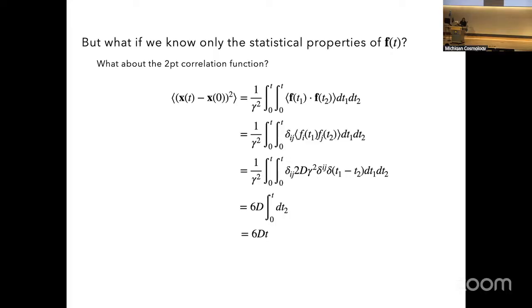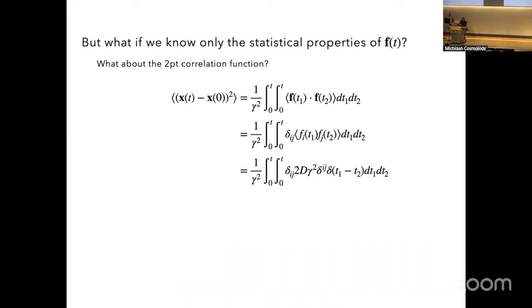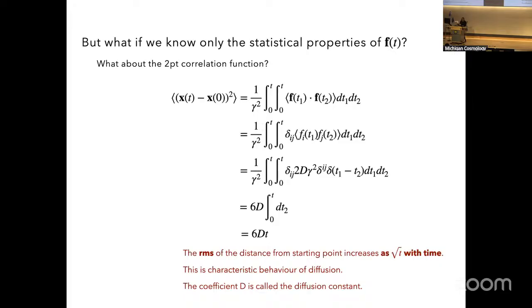So what we've learned now is that the root mean square of the displacement from the starting point is going to scale as the square root of t. So if I put a particle at some point, the root mean square of its displacement with time is going to grow as the square root of t. And D is called the diffusion coefficient. That's why I called it D.